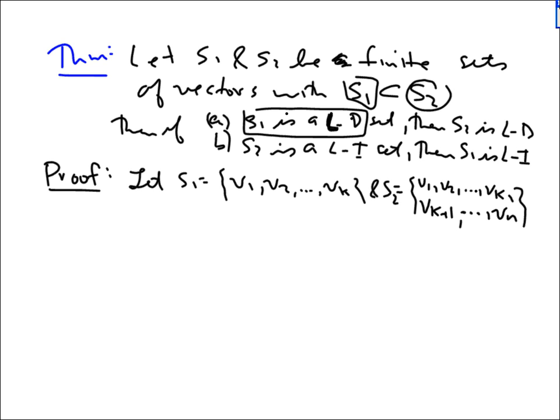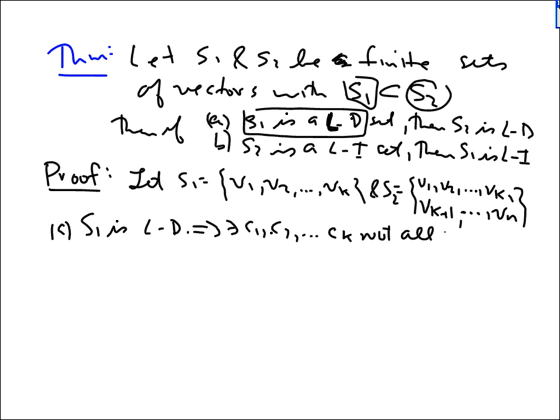So let's do letter A. S1 is linearly dependent. What does that mean? That implies there exist C1, C2, up to CK, not all zeros, such that C1 V1 plus C2 V2, all the way up to CK VK is the zero vector.